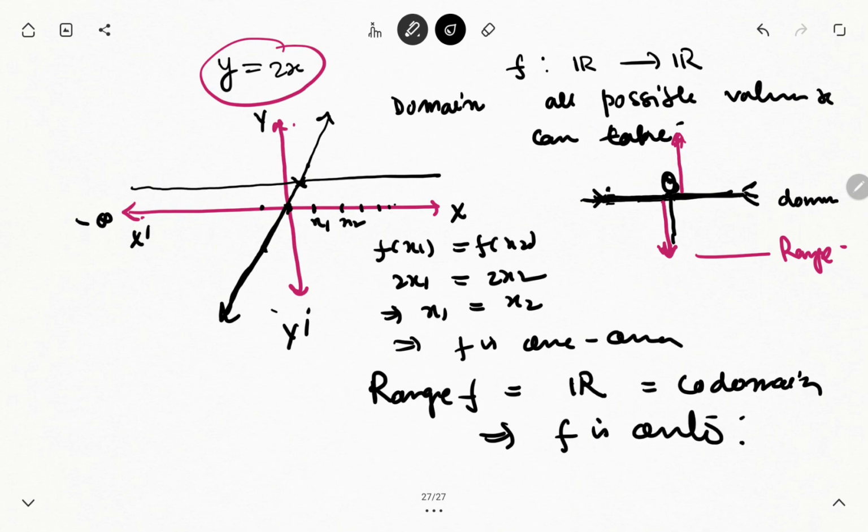That's the end of today's lecture. And we have done functions, types: one-one, onto, relations, types of relation, reflexive, symmetric, transitive, and equivalence relation. That's all for today.